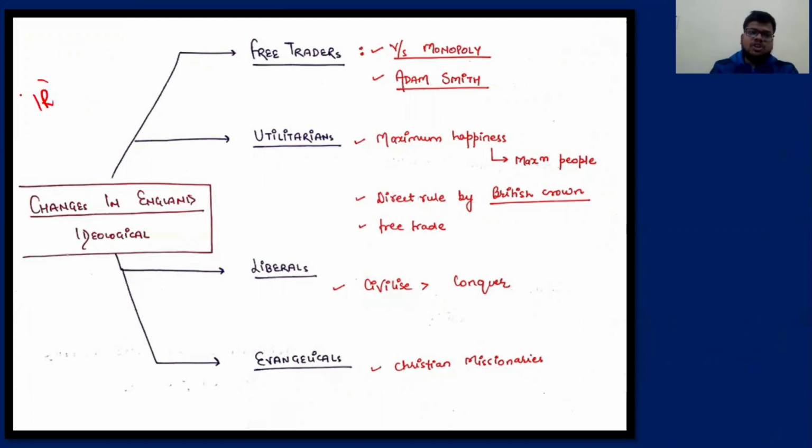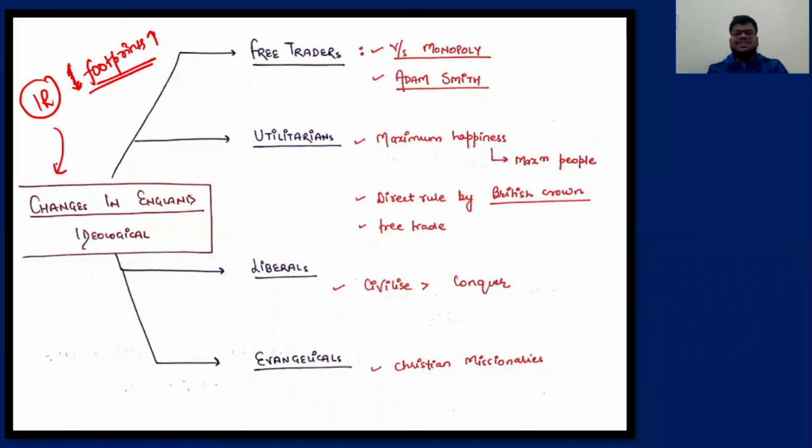In England, the Industrial Revolution is taking foothold. Footprints of the Industrial Revolution are increasing, and some ideological changes are coming along with it. Firstly, the idea of the free traders. As we have discussed earlier, the monopoly has been given to the East India Company: just go to India and trade. No one else will be given that sort of privilege.